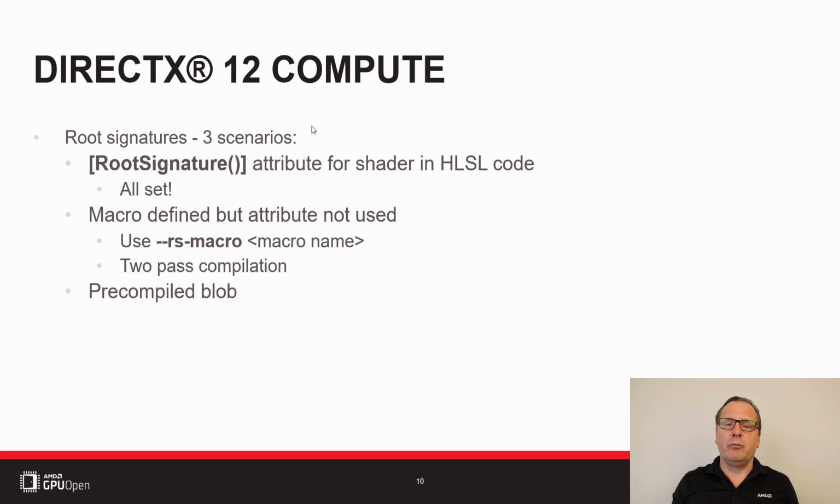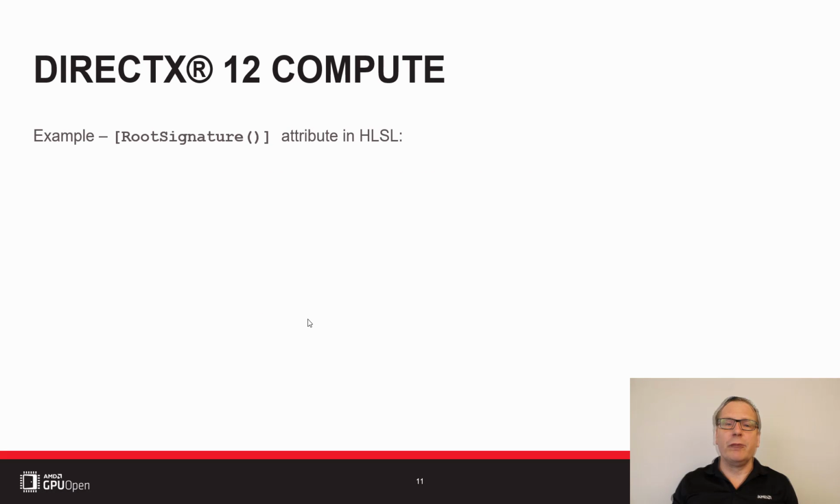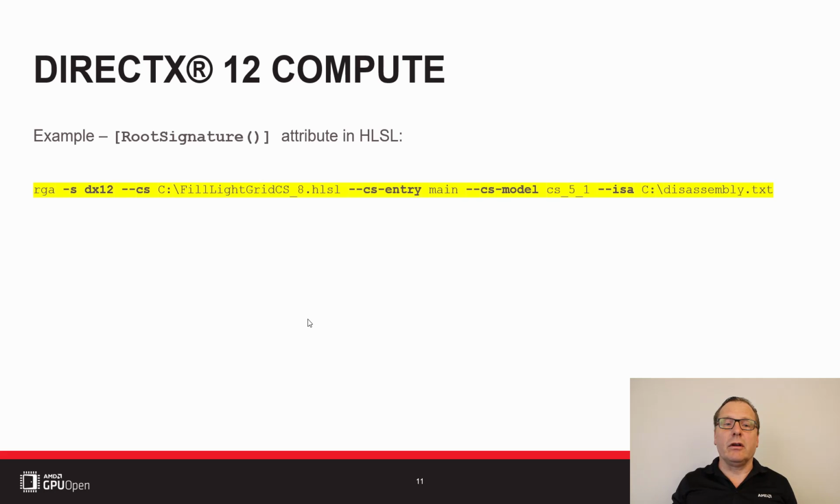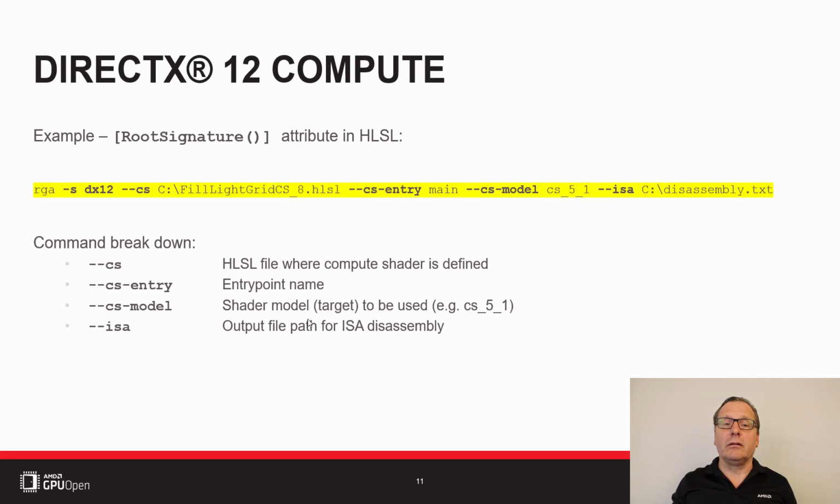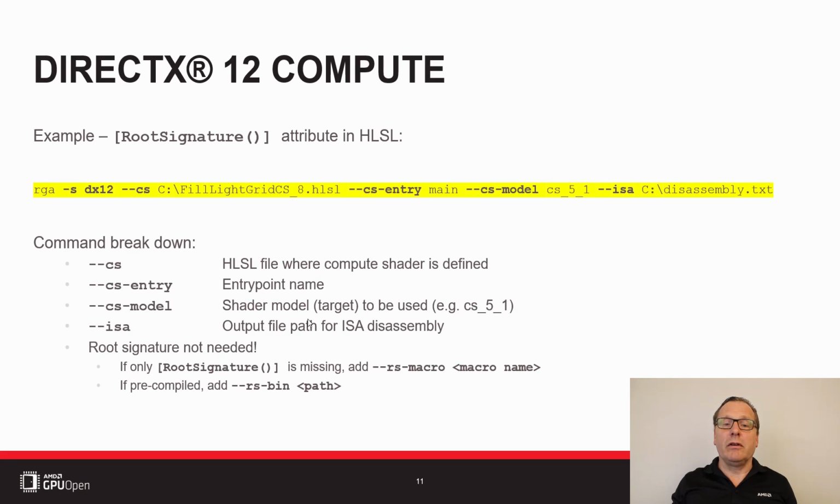If the root signature is pre-compiled into a binary, that's even easier. Just use the RS bin option with the full path to the binary file as the argument. Just to get a sense of how simple it is to compile a DX12 compute pipeline in RGA, let's break down the invocation command. Assuming that the root signature is defined in the HLSL code and that the attribute is decorating the shader, the following arguments can be used to customize the compilation. No argument is required for the root signature in this example, but as explained earlier, you can use the RS macro or RS bin option to specify the root signature.